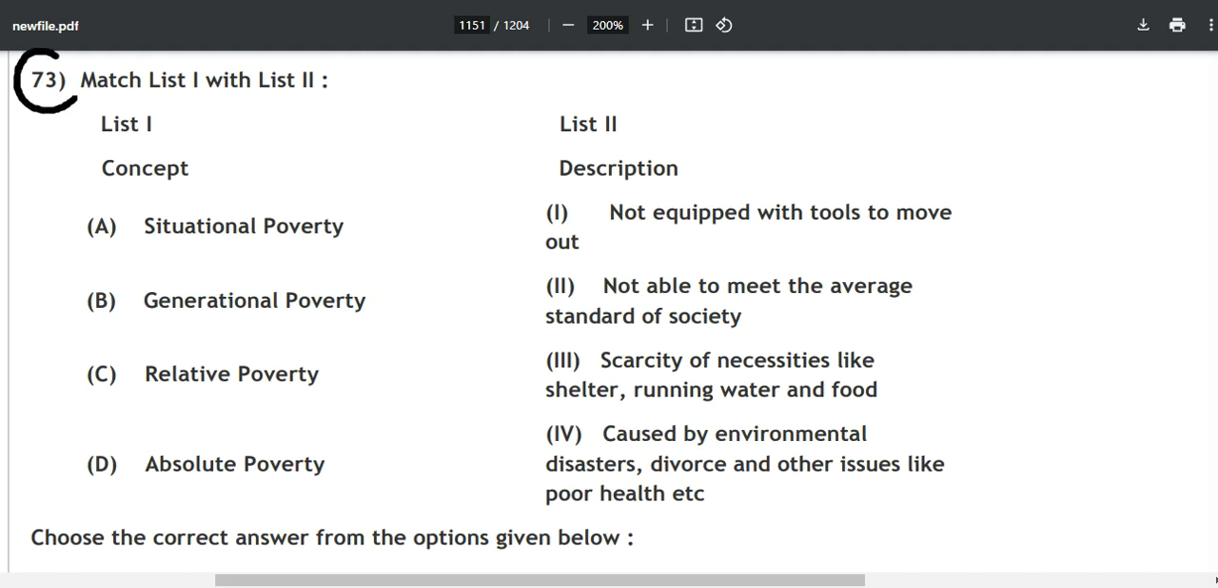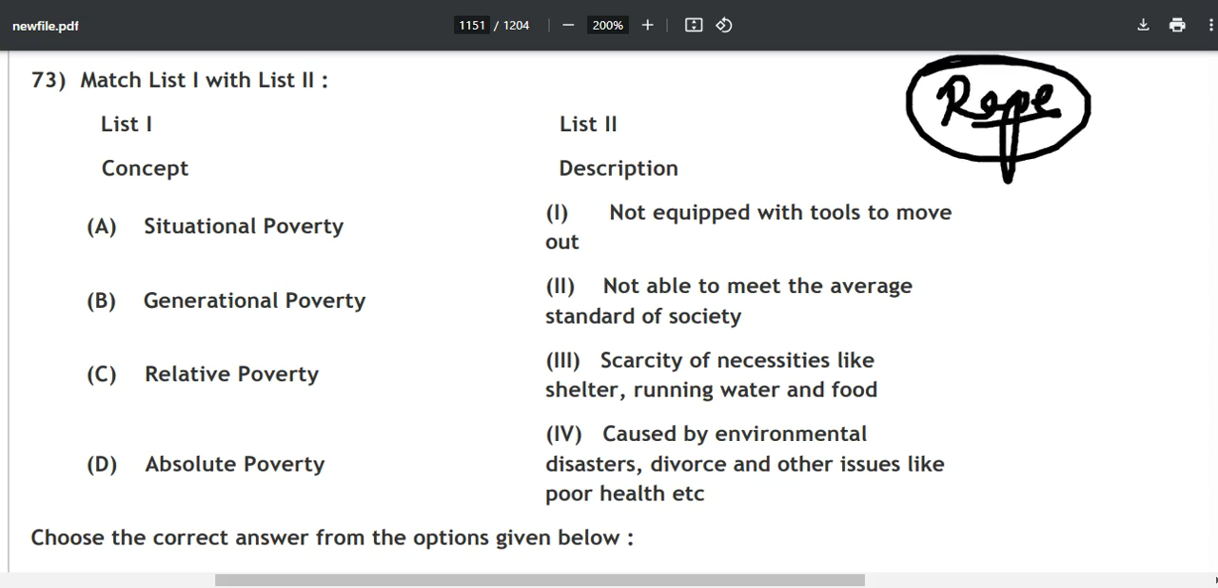Now moving forward to the next question, question number 73. This is from your unit number 10, emerging areas, and they are talking about poverty over here. After a long time they have asked about poverty, and in recent times you will not find a particular question on poverty. They are even asking about rape, euthanasia and all those things. Recent time this is all going on, but in 2021 we will talk about poverty now.